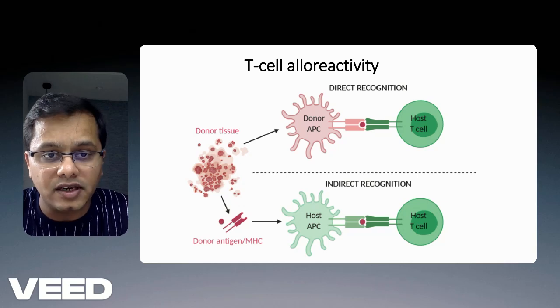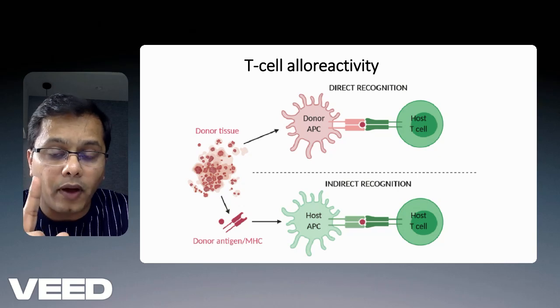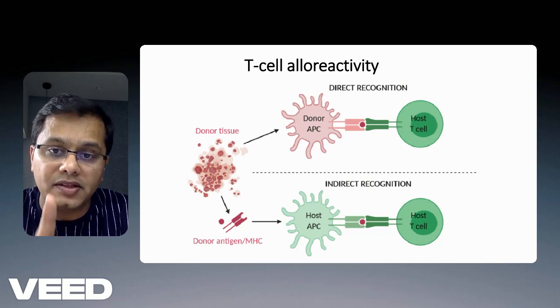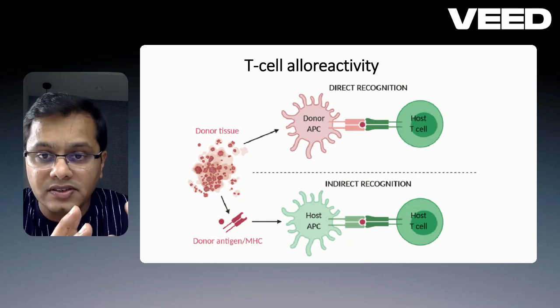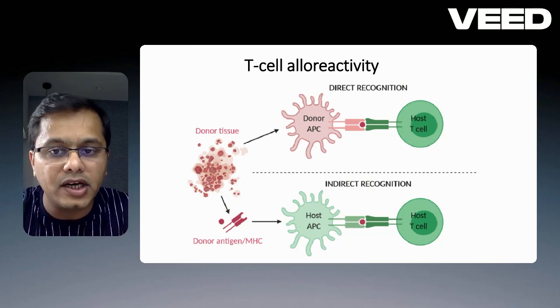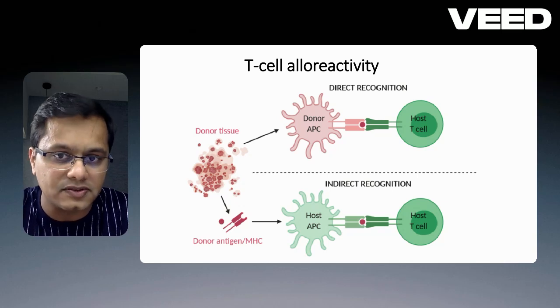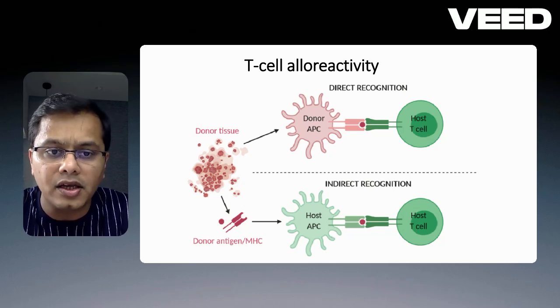If the host T cell recognizes the peptide which is presented by the donor MHC, that is direct T cell alloreactivity. So basically, in direct T cell alloreactivity, as you can see from the top panel, the antigen presenting cell or the MHC is a foreign MHC when you're speaking of the host, isn't it? So the host T cell is basically recognizing the intact HLA and peptide complex presented by the donor antigen presenting cell.